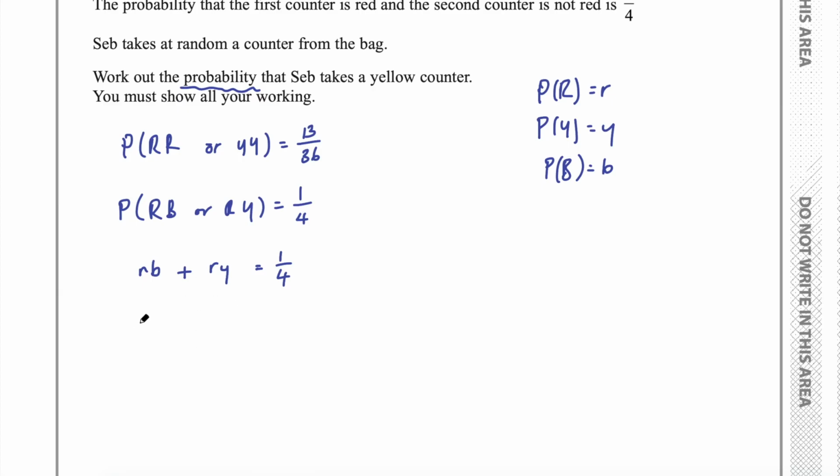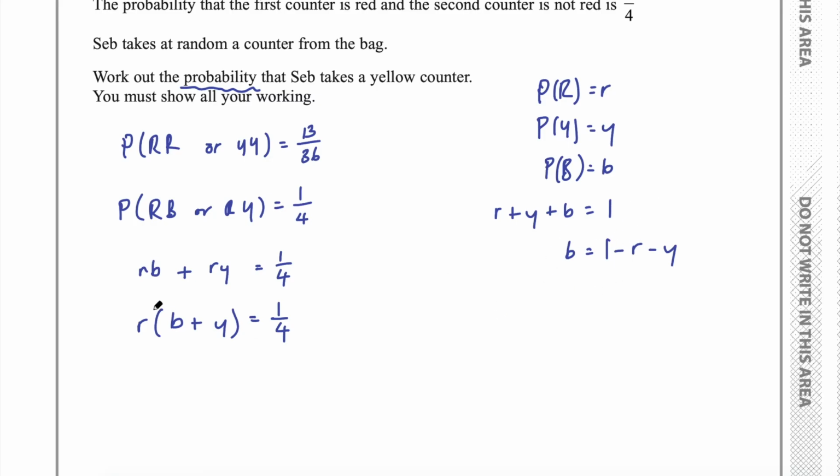So I might factorize that to begin with. So this is R bracket B plus Y equals a quarter. Now there is one other thing I know about probabilities. I know that all of these probabilities added together must equal 1. So R plus Y plus B equals 1. Now I want to substitute something into some of these equations to either end up with simultaneous equations or to try to solve them for one variable. So what I might do is try to substitute either for Y or B here. So I might try B. So let's say B equals 1 take R take Y. So I just subtracted those variables from the right hand side.